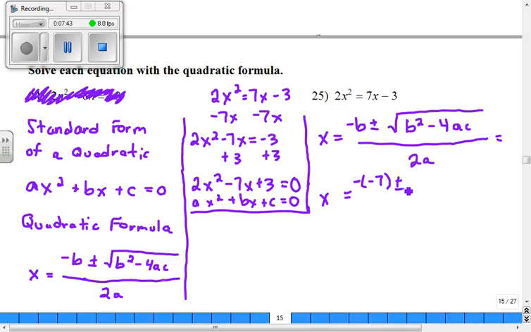plus or minus the square root. B again is negative 7, so I'm going to have negative 7 squared minus 4 times a is 2 times c, which is positive 3, all over 2 times a, and a is 2.